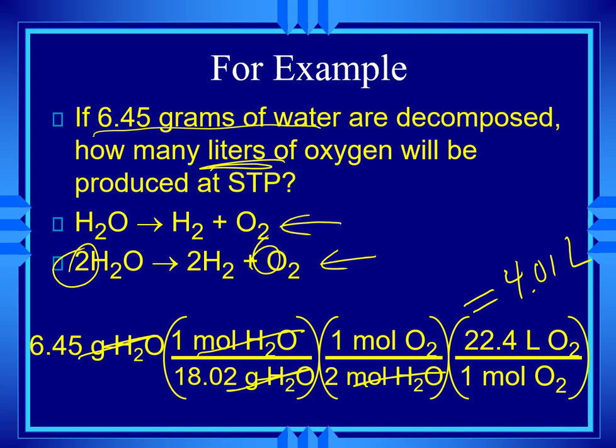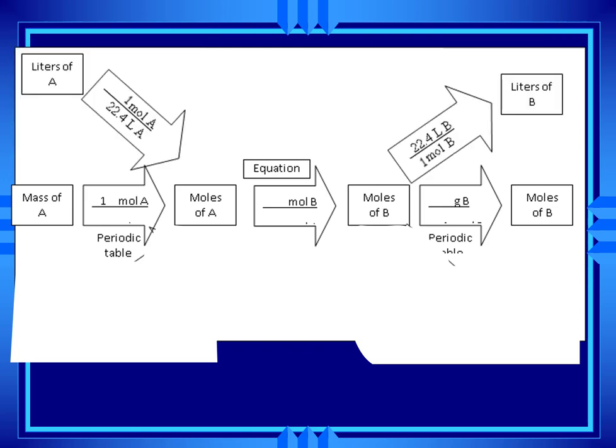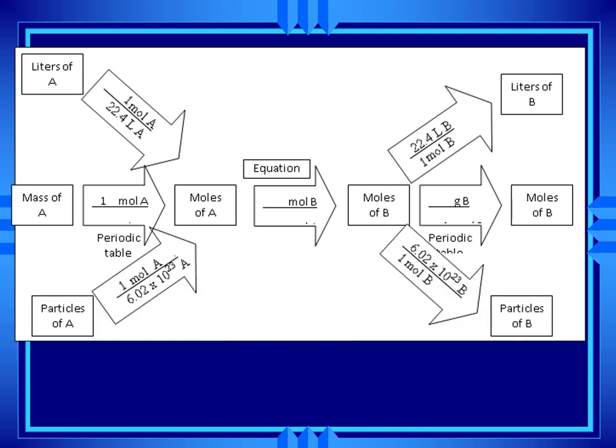So, hugely different than what you did yesterday. It's the same stuff, but it changes our diagram, right? The diagram we used yesterday changes because we can use liters. I can start with liters and change that to moles, or I can take the moles and change them to liters. But I still have that central step of using the equation to change what chemical we're talking about. And we could also do atoms too, right?